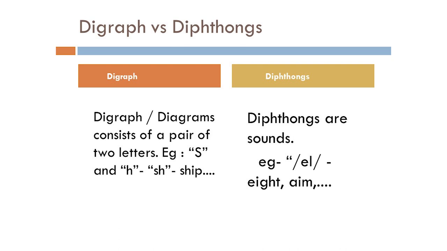Digraphs, or digrams, both the same, consist of a pair of two letters. Keep it in your mind, only letters, not sounds. Both letters combine together and give only one sound, that is sh and ch. We have already seen S and H, and many examples in the beginning, middle and end. Both letters combine and give only one sound, sh, like ship, shark, shake.